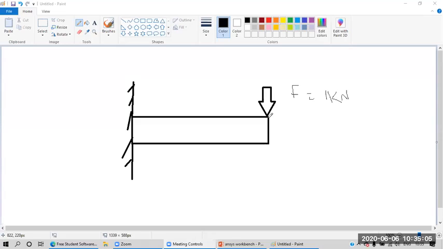So whenever you say a point, that means there is a point load acting on that beam, or on whatever physical entity you have. As in this case, a point load is acting on this beam at this end. Let's say this is your section A and this is your section B. So the point load is acting on the end B.